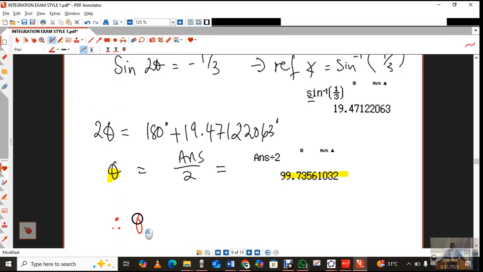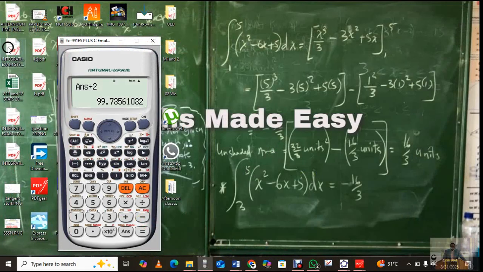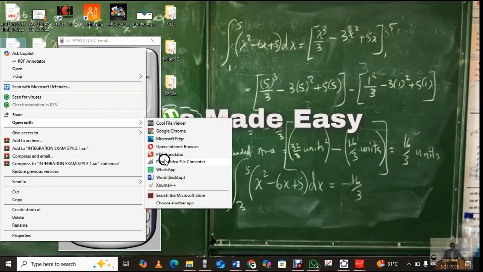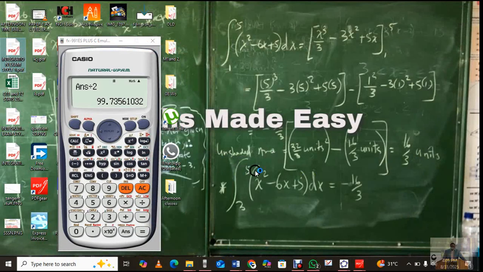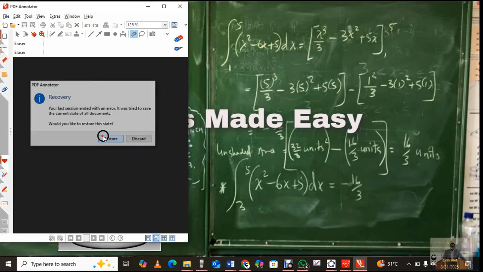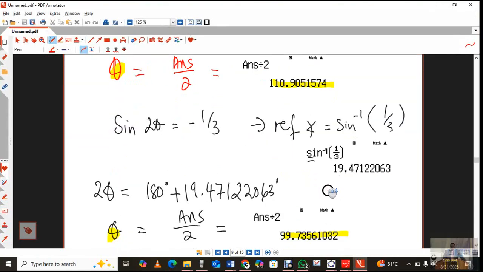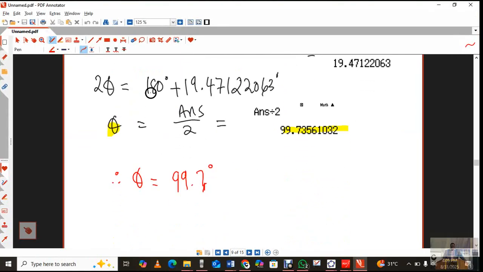So therefore theta is equal to 99.7. Okay, let's write that 7 nicely. And of course, here we go again. Let's hope it is restored. Otherwise, you know, this is one of those moments. It's very difficult. There it restores. When you're working under such conditions with such problematic things.